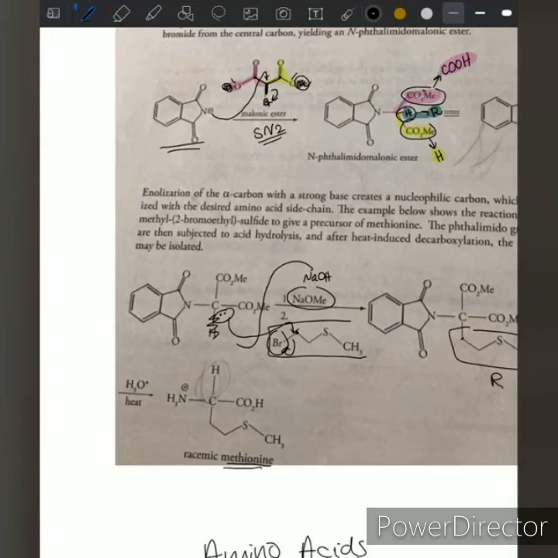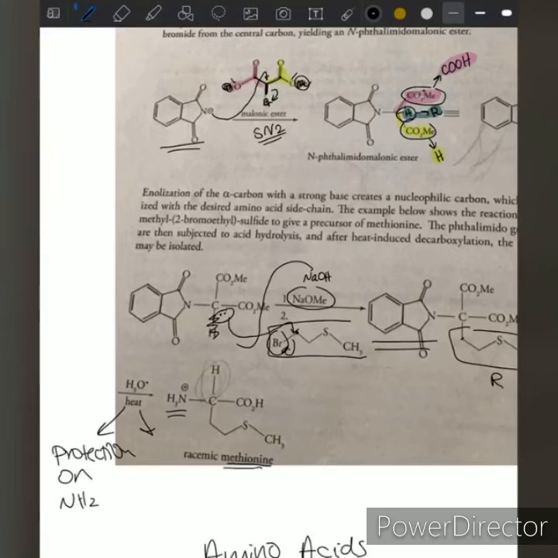So now, once I add acid, H3O+, and heat, two things are going to happen. First and foremost, I'm going to get rid of the protection on my NH2. So, as you guys can see, this entire thing turns into H3N+, right? NH3+, pretty much.